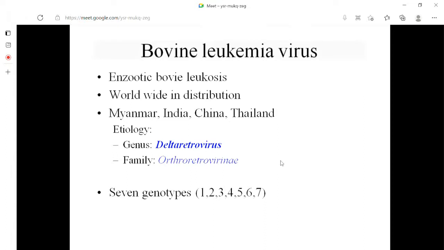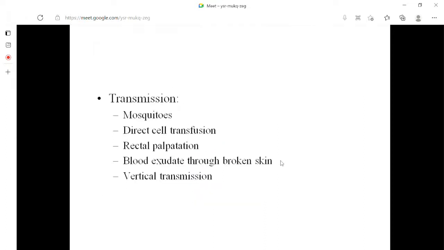So this is an emerging type of disease, which I feel is affecting our cattle population. It is transmitted by mosquitoes, through direct cell transmission. This is quite important. The cell-free virus rarely gets into the animal. Animals rarely excrete the virus outside, or if they do, the virus gets inactivated readily.